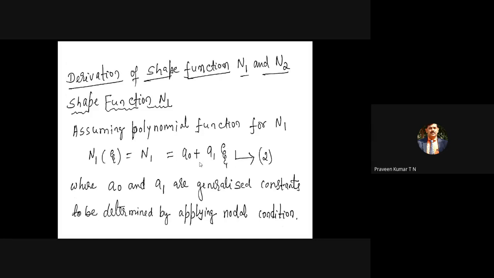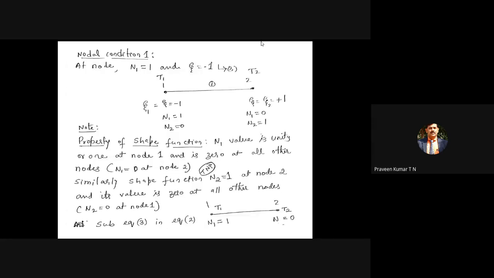But in the case of beam, we have chosen a third order polynomial function like a0 plus a1 xi plus a2 xi square plus a3 xi cube. By applying nodal conditions, we get the constants. The nodal conditions are that at node 1, the xi value is known, that is -1, and the corresponding N1 value is 1. The interpolation function has value 1 at that particular node, and at all other nodes its value is 0. That means N1 is 1 at node 1, and N1 is 0 at the other node.